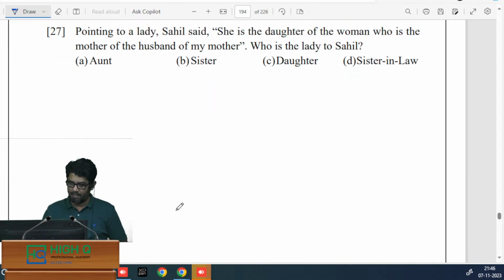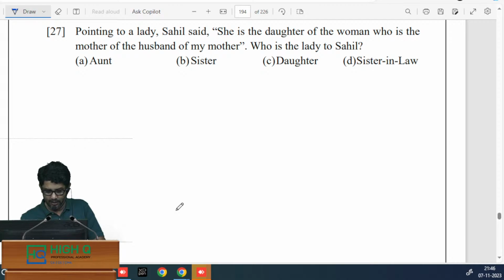Pointing to a lady, Sahil said. How many times is Sahil saying this? I don't understand. Acha, it's already done. What is the answer? Aunt. Okay, repeated.